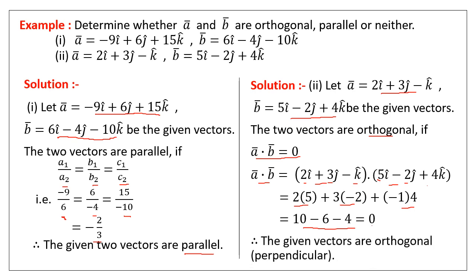So from this we conclude, a bar dot b bar equals 0 means the angle between the vectors is 90 degrees, which means the vectors are perpendicular, that is, the given vectors are orthogonal. Such examples are asked for 2 marks.